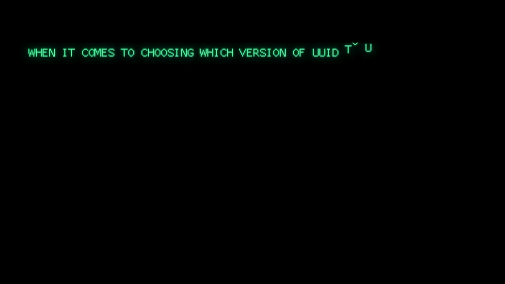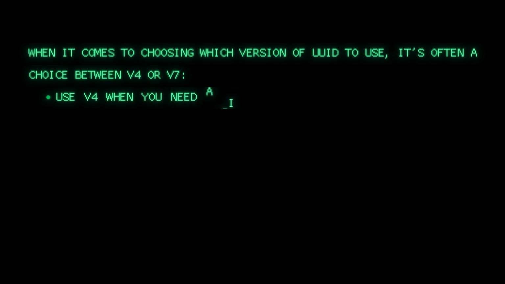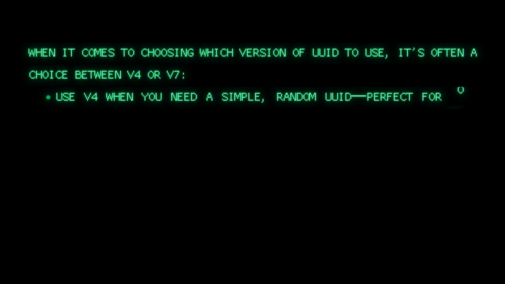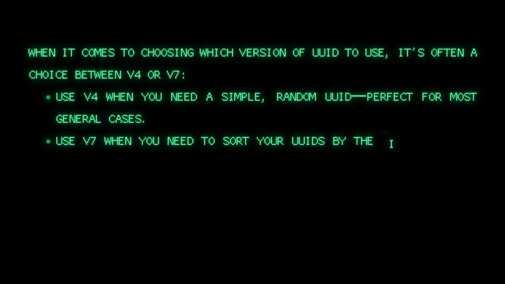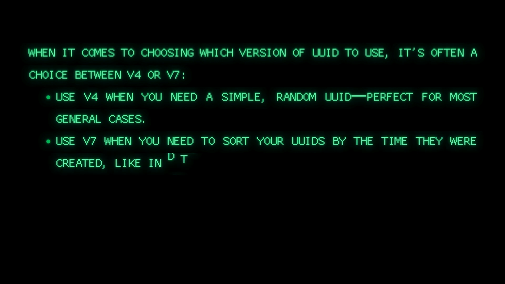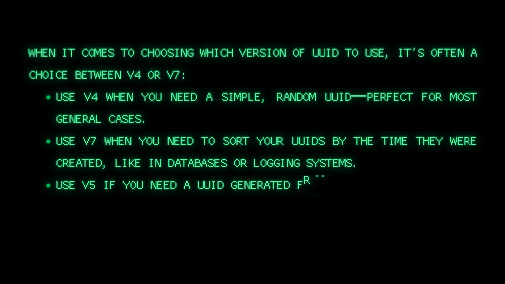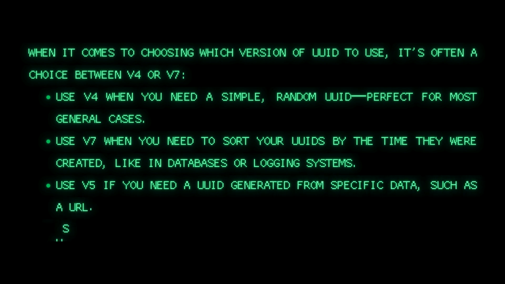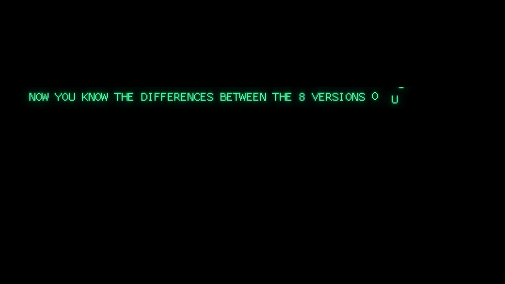When it comes to choosing which version of UUID to use, it's often a choice between v4 or v7. Use v4 when you need a simple, random UUID, perfect for most general cases. Use v7 when you need to sort your UUIDs by the time they were created, like in databases or logging systems. Use v5 if you need a UUID generated from specific data, such as a URL. Use v8 when you want a custom UUID with your own fields. Now you know the differences between the 8 versions of UUIDs.